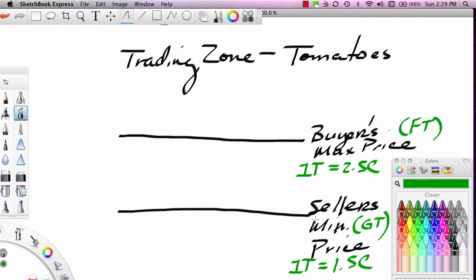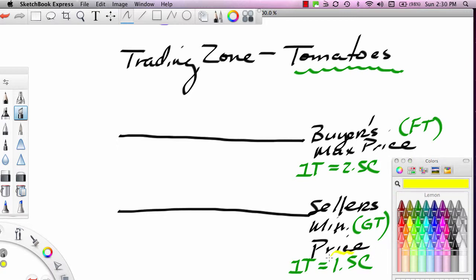Now, the important thing to keep in mind when you're considering a trading zone is that the seller of the product in question, in this case tomatoes, will actually be trying to get rid of tomatoes and be trying to get her hands on corn.